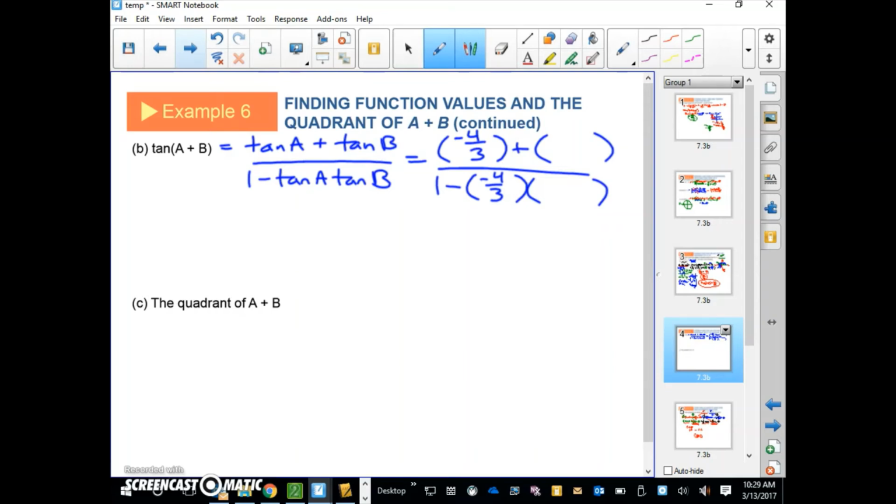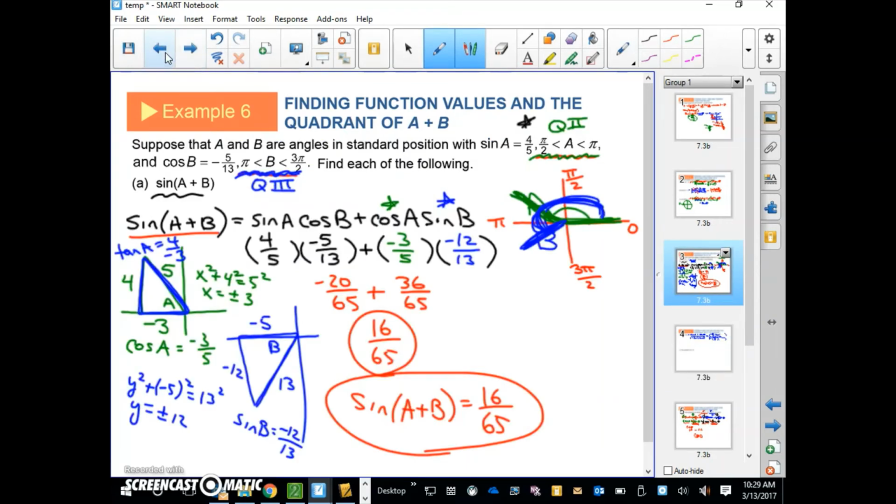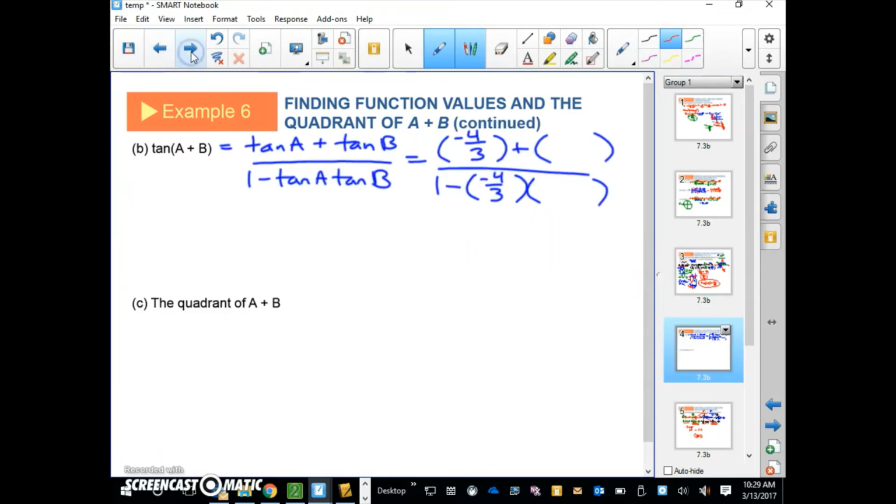And so what else do we need? Tangent B. Look at your picture. And here's angle B, or here's your triangle. And so if we want tangent B, again, that's y over x. That's going to be negative 12 over negative 5, or positive 12/5 if we do y over x, or opposite over adjacent. So tangent B is going to be 12/5. I've got the 4 holes filled in.